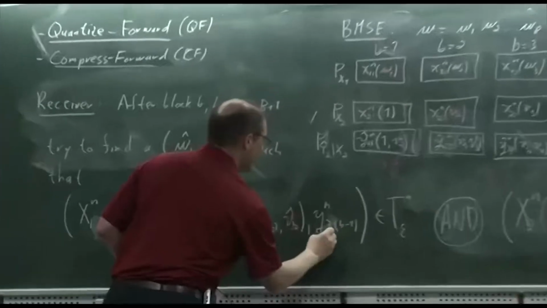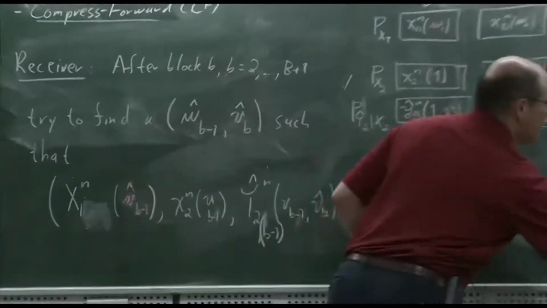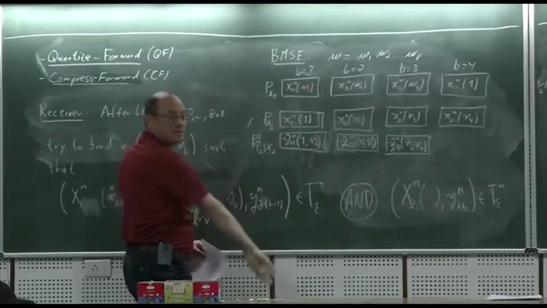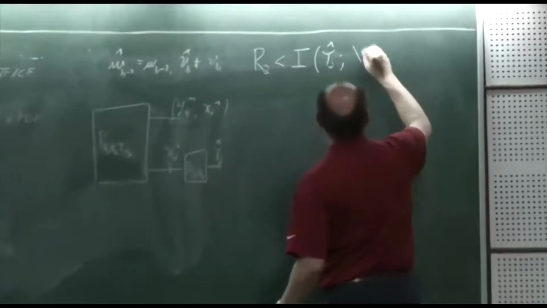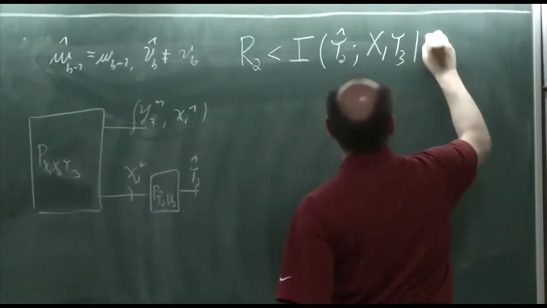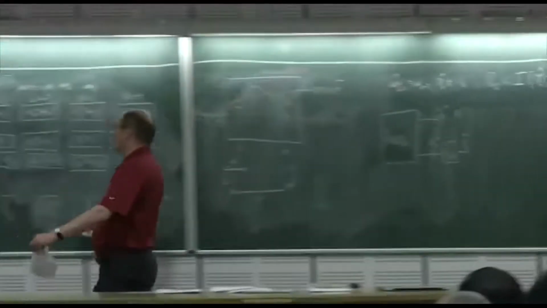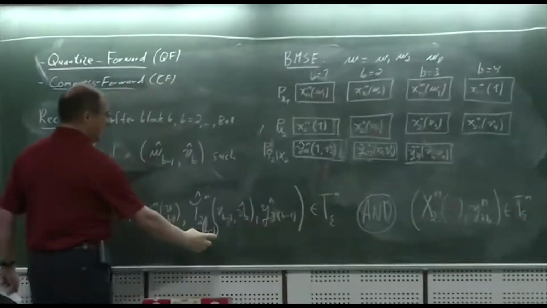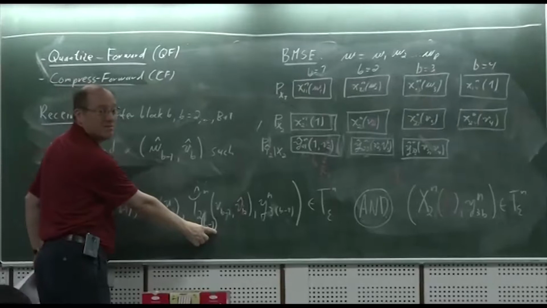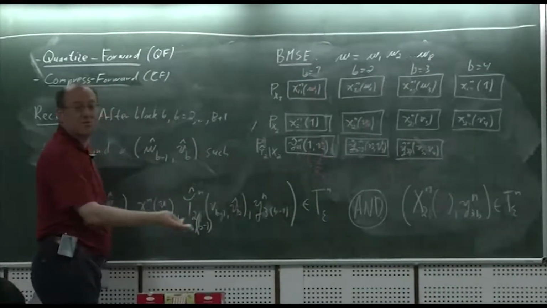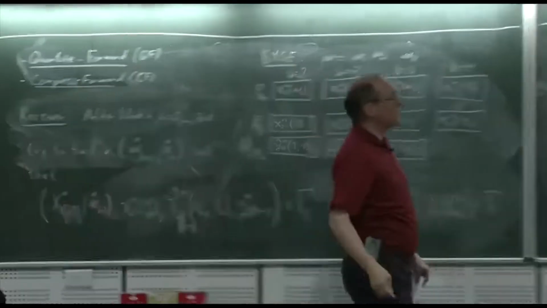Because here we're testing at the receiver, so that should be the receiver's signal, right? Because we're testing at what the receiver knows. X1, Y3, right? That's the mutual information, that's the probability that this Y2 hat happens to be jointly typical to the rest. Okay, just by the same rules we've always had.